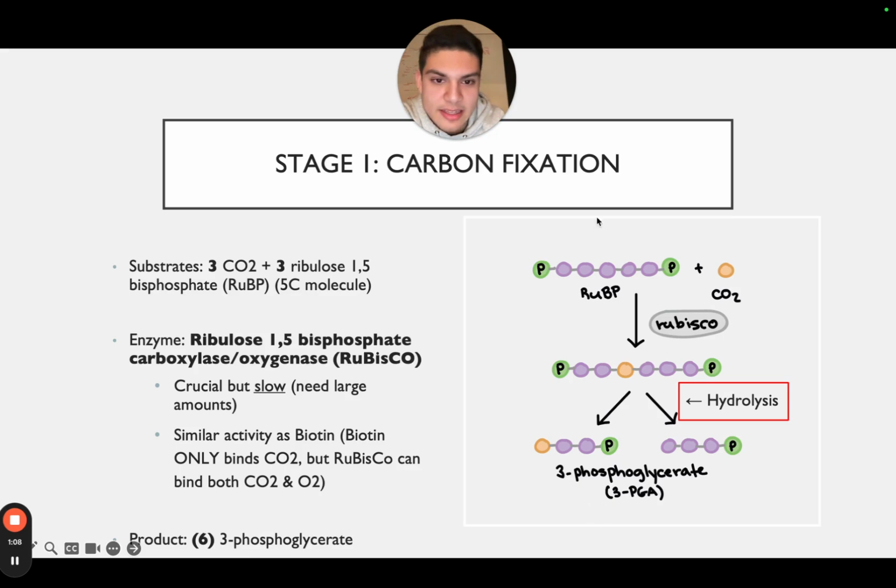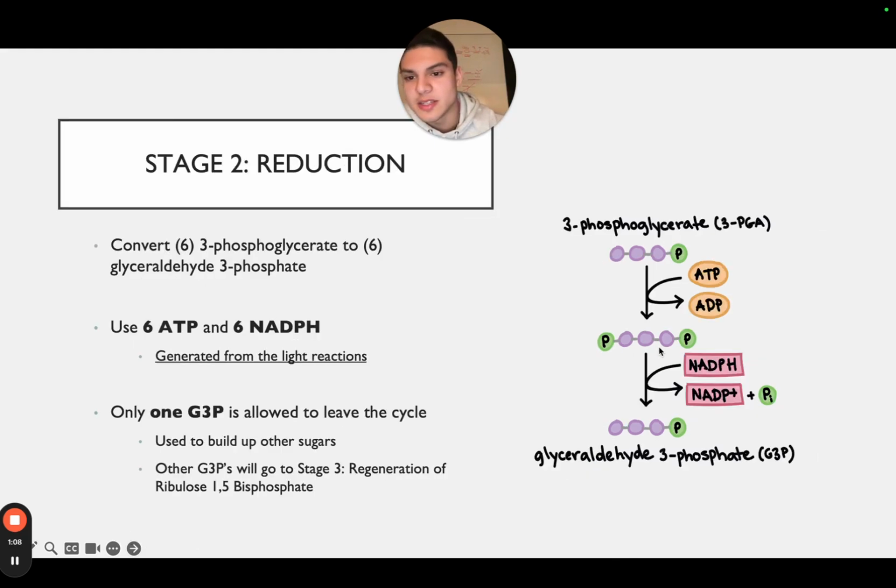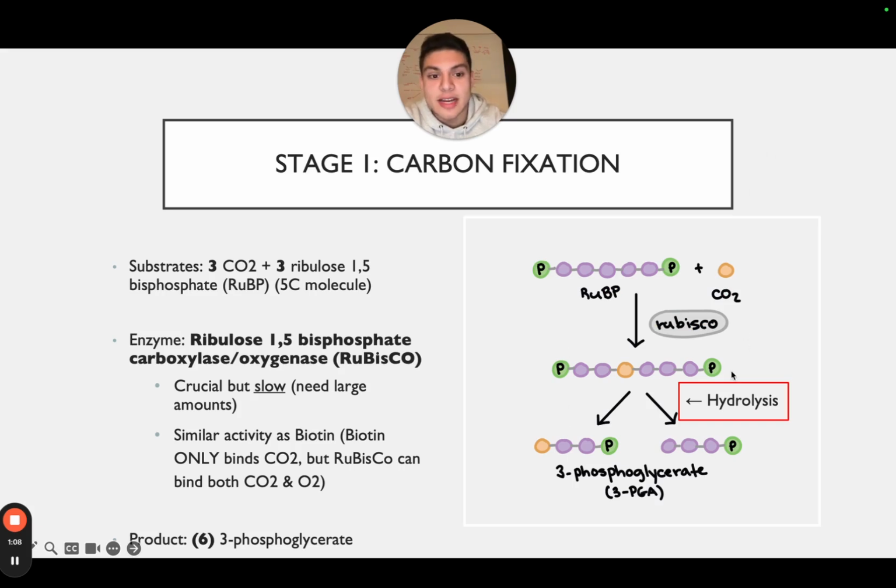And the product at the end of carbon fixation is our 3-PGA, 3-phosphoglycerate. And again, there's a hydrolysis. So 5 plus 1 forms 6. We divide it by 2, and that forms our 2 3-carbon molecules because of the hydrolysis. That's our first step. And remember, this all occurs times 3.